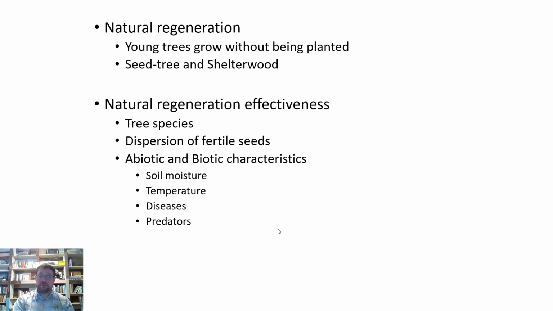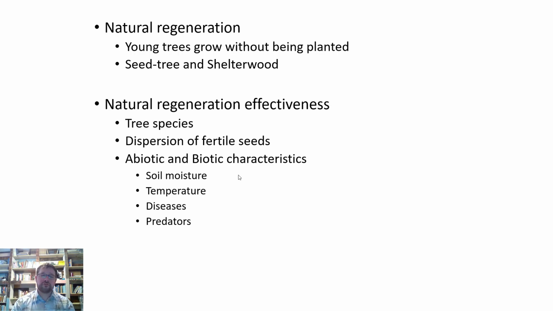Now, eventually, it's going to occur, most likely. Okay, and that would be things like soil moisture level, the temperature. Okay, which diseases are out there. So this is going to be biotic. What kind of predators are out there? So what's your rodent population? What's your bird population like? These can all affect natural regeneration rates.